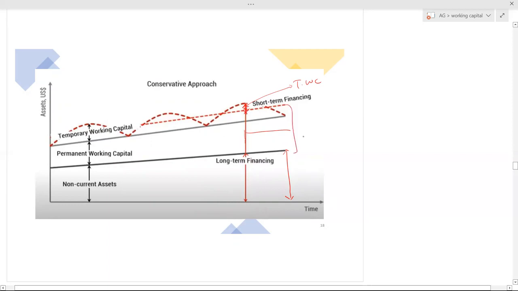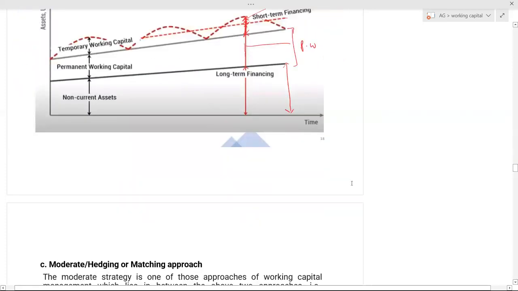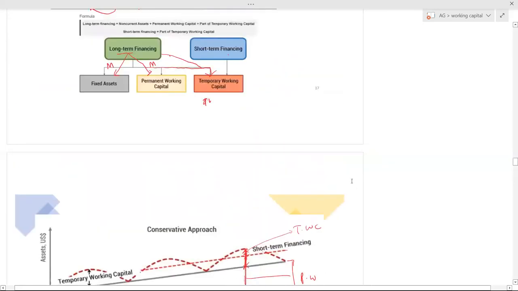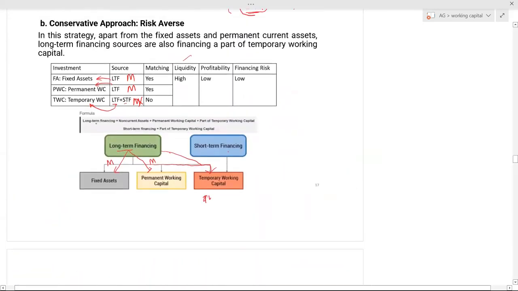Okay, so this is permanent working capital, not this one, and also it is this fund. These funds are used to buy some temporary working capital. And if you look at the formula, yeah, this is the formula. Okay, so long-term financing is used to buy non-current assets, meaning fixed assets, plus permanent working capital, plus some part of temporary working capital, and short-term funds are used to buy short-term assets only.